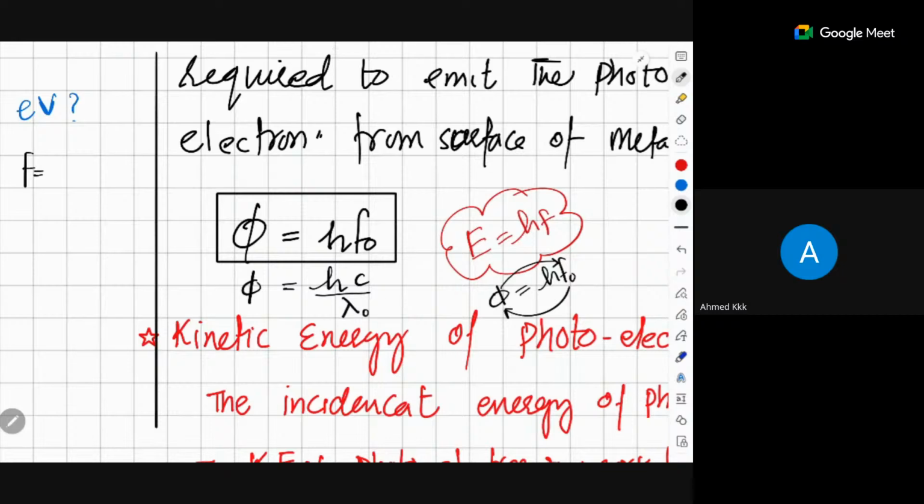So I'm using this hc by lambda naught to calculate the work function energy of that metal. H is 6.63 into 10 raised to power minus 34, into 3.0 into 10 raised to power 8, upon lambda naught for red color, that is 700 into 10 raised to power minus 9. Can anybody please help me calculate this rapidly? Speed up, please.